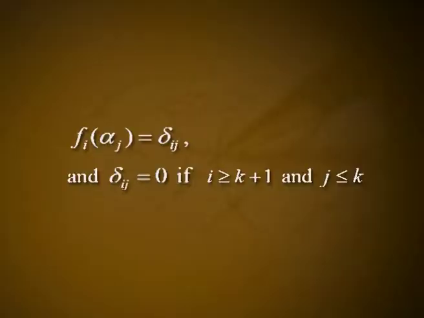Certainly, fi belongs to W naught for i greater than or equal to k+1 because fi(alpha j) = delta ij, and delta ij equals 0 if i is greater than or equal to k+1 and j is less than or equal to k.